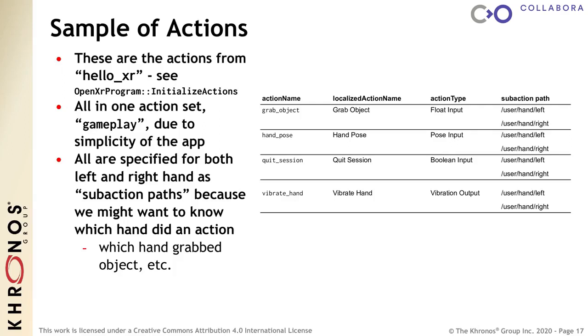This uses the concept of sub-action paths. You can ignore this for the most part until later, but as soon as you want to be able to perform an action with two hands, but know which one hand actually did it, that's how you use sub-action paths. It's similar to the SteamVR input concept of restrict to device, if you're familiar with that at all. So the four actions represent a variety of action types. We have grab object, hand pose, quit session, and vibrate hand.